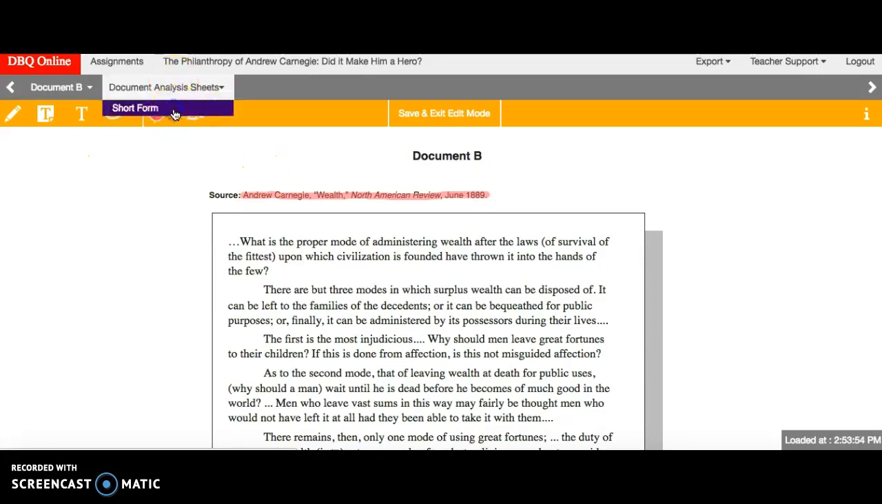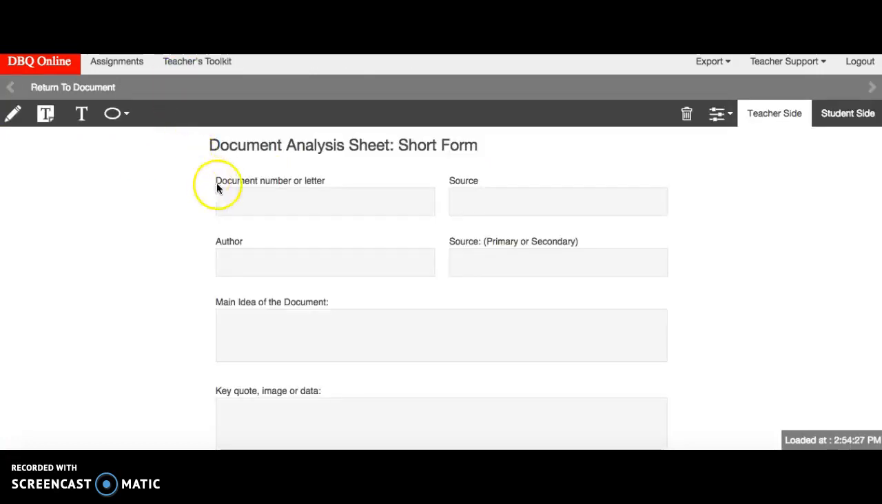So we will go to our document analysis sheet here. This was document B. You just fill that in. The source is Andrew Carnegie. Author is the same, Andrew Carnegie. And since it is from 1889, we know this was the primary time of Carnegie's steel industry booming. So this would be a primary source, and also the fact that it was from Carnegie himself. So now we go back, we have the basic information.